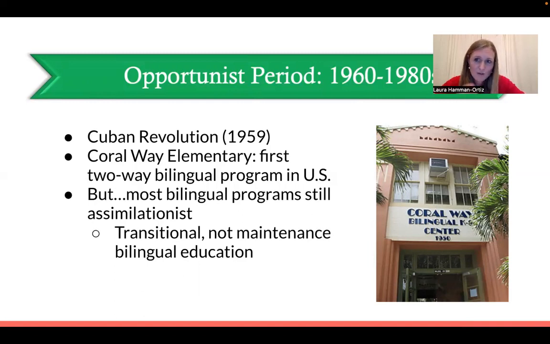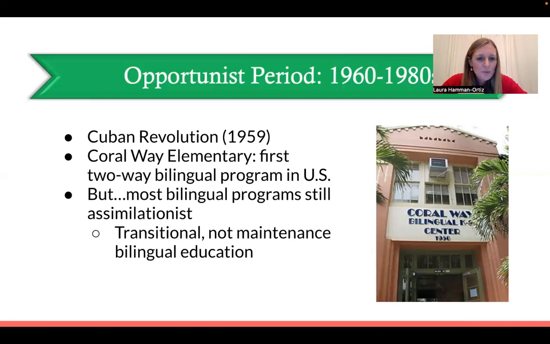Two-way meaning that it served both native English speakers and native Spanish speakers, learning together in English and in Spanish throughout the whole day. And the goal behind it was that the Cuban children would learn English and Spanish. So when they went back to Cuba, they would be able to thrive in Cuban schools, but they could also be successful in US schools while they were here. And it was a very successful program. It's still in existence today, and is often cited as kind of the beginning of two-way bilingual programs in the US.